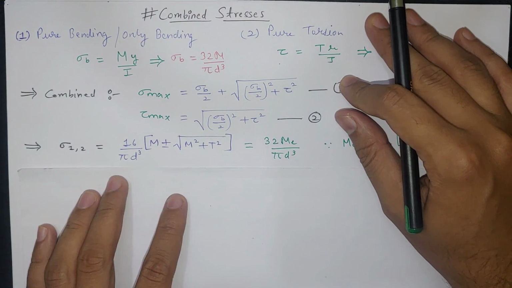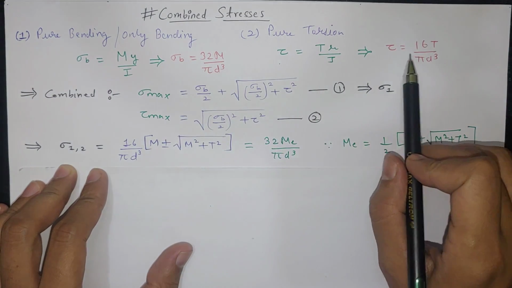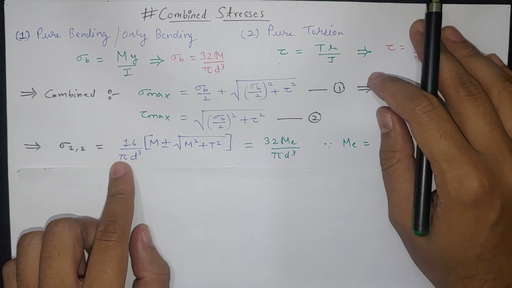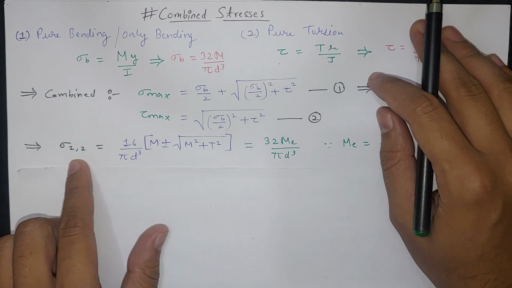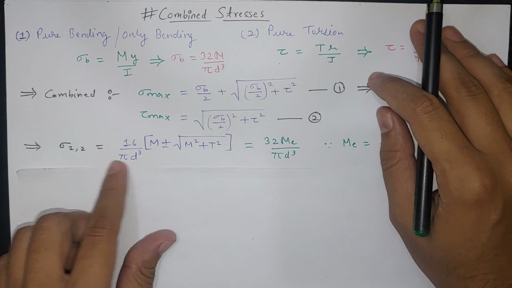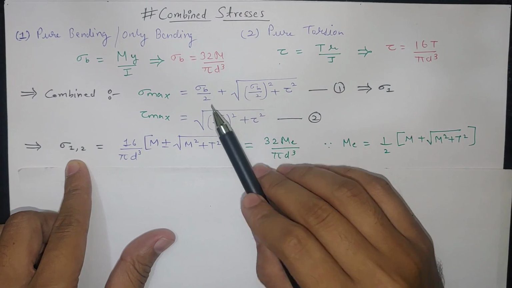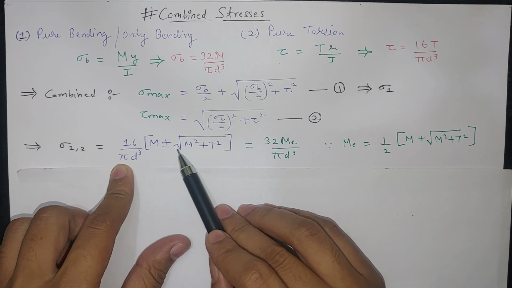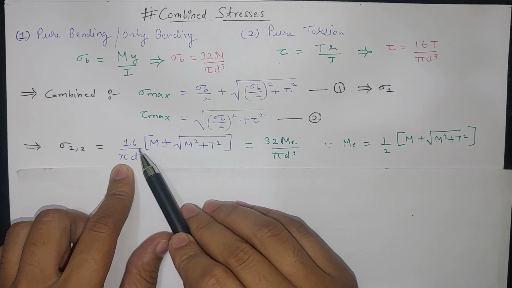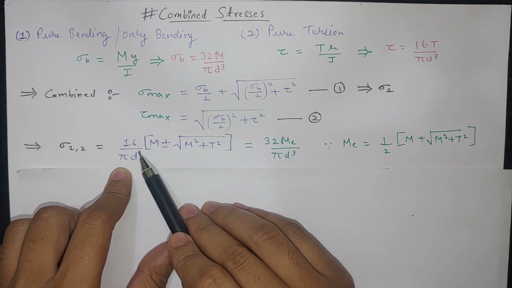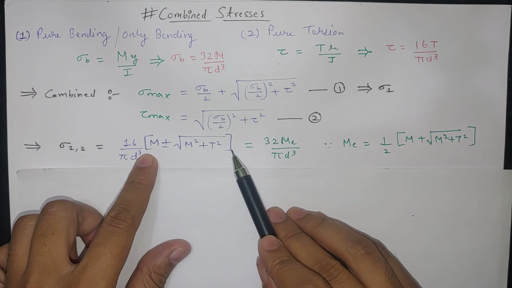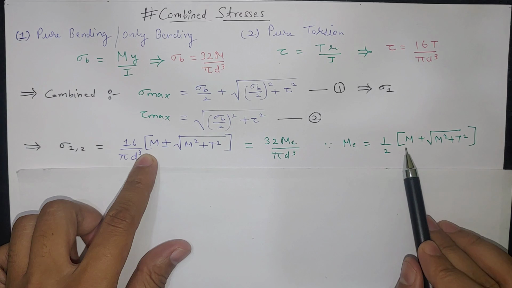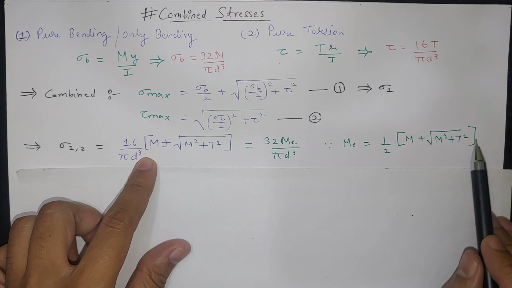And in terms of moments, if we place both these formulas in these equations, we get sigma 1, 2, where I have put plus minus both. So we get 16 by pi d cube times M plus under root of M square plus T square. If we replace this entire expression with M equivalent, then M equivalent is half of M plus under root of M square plus T square.